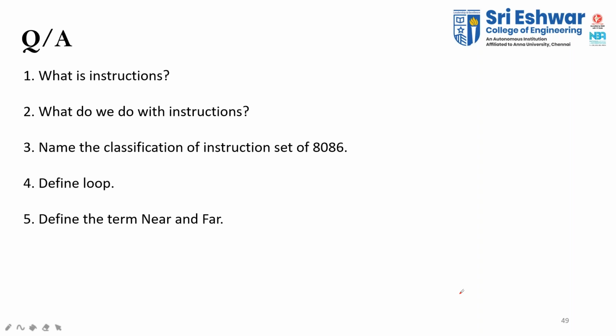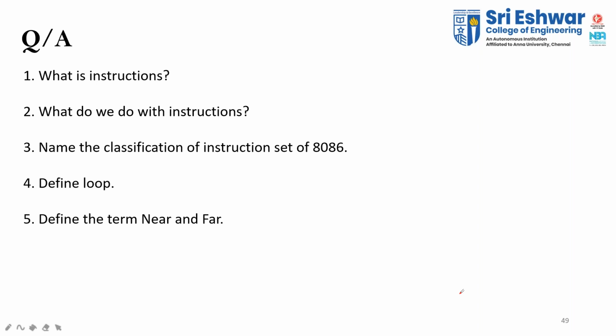Finally, we reached our questionnaire session. What is an instruction? An instruction is created by the manufacturer so that the processor can execute an application. What do we do with the instructions? In order to execute any application, we go for the instruction set. Name the classification of the instruction set: arithmetic instruction, logical instruction, program transfer, iteration control, string instruction, flag manipulation instruction, processor control instruction. Okay, these are some instruction types.